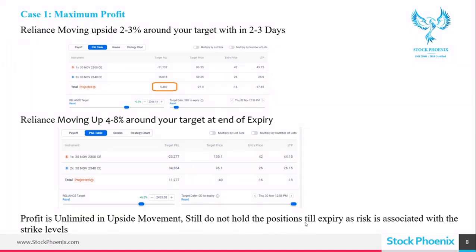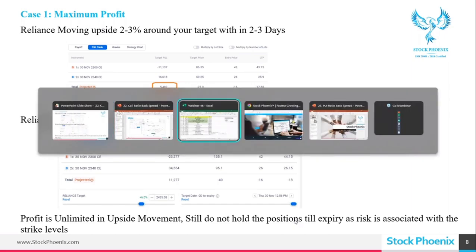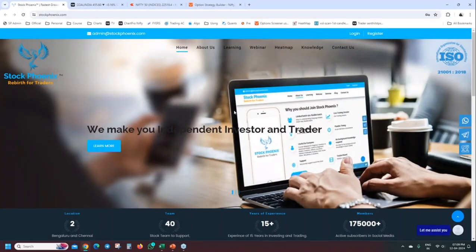Profit is limited, profit is unlimited. So still do not hold the position till the expiry. Risk is associated with the strike levels. One crash in the market, sold options will again come back to life, or the call option will go back to the premium whatever we bought. So let's see that with the example.